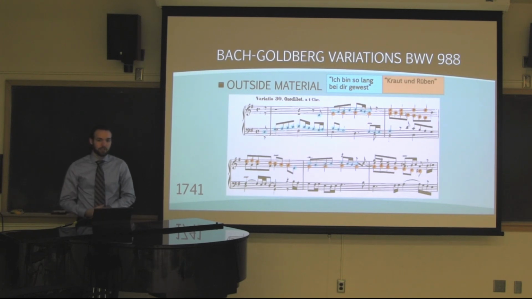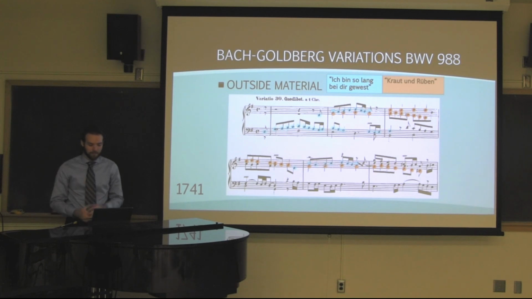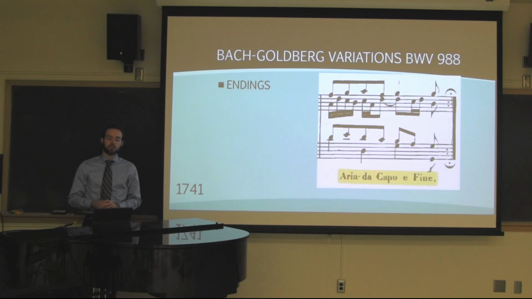But Bach actually incorporates a quodlibet, which mashes up a couple different folk tunes from the era. You can see the 2 different folk tunes he uses highlighted in blue and orange here, just overlapping and overlaying those 2 melodies on top of each other as the last variation, right before he signals to go and play the aria again after all 30 variations have concluded.